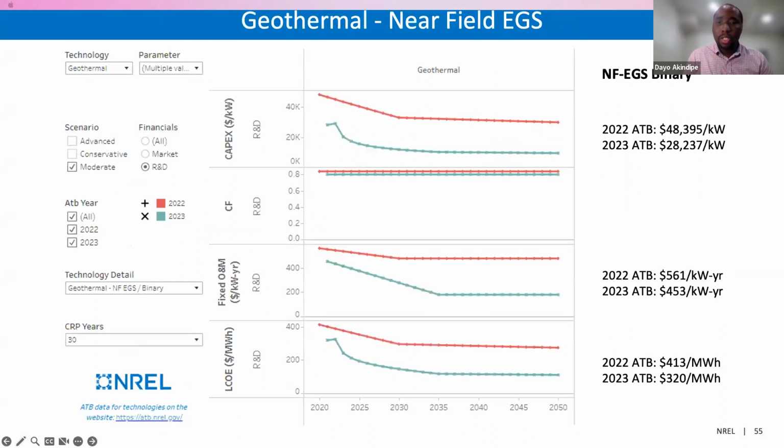But if you go to the next slide, in the near field EGS, you would see the significant reduction in costs, whether it's CapEx or LCOE, and this is across whether it's binary or flash. These reductions are saying that we are assuming slightly better productivity and injectivity based off of successes already being announced in FORGE and by a geothermal developer, Fervo. And so we made those adjustments prior to this year's announcement of the ATB.